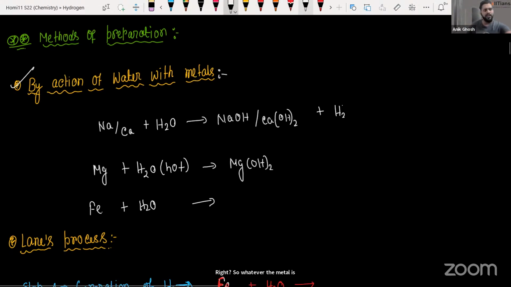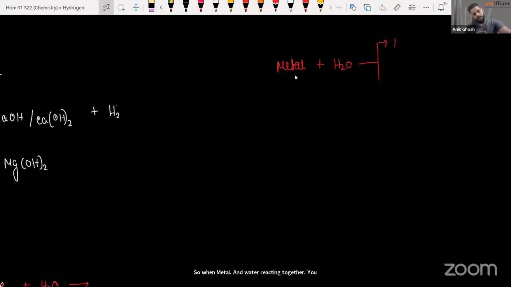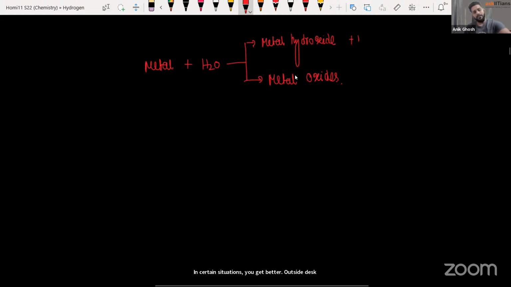There is something I need to tell you here. When metal and water react together, you actually get two types of products. Metal hydroxides in certain situations, and in certain situations, you get metal oxides as well. But hydrogen gas is common to both.